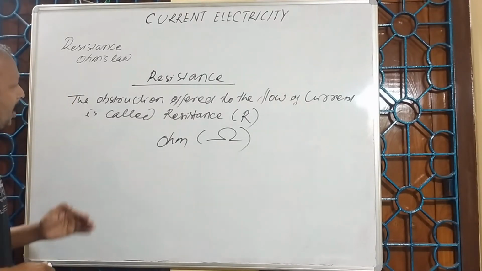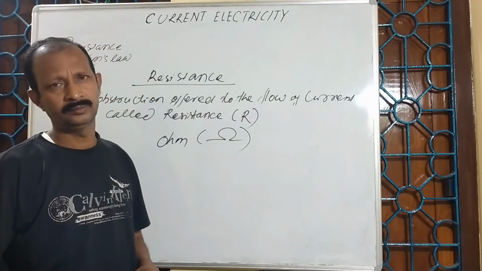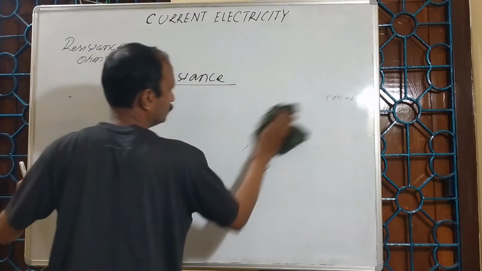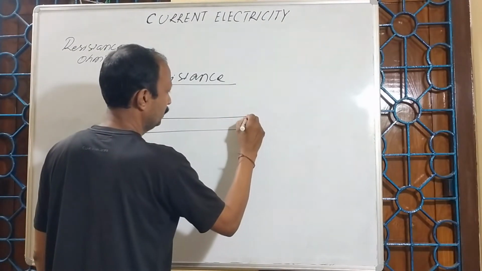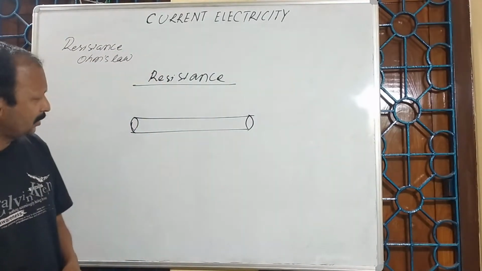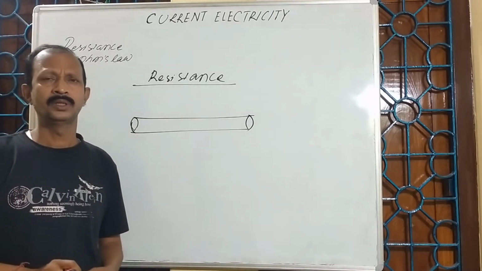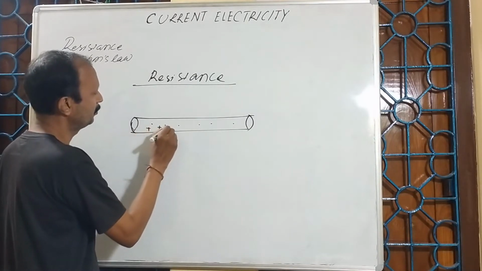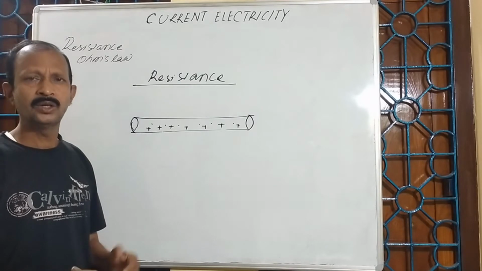Then what is the cause behind the obstruction of the flow of current? See here, children. This is a metallic conductor. In this metallic conductor, a large number of free electrons are there. At the same time, an equal number of positive ions are also there, given out by the atoms.